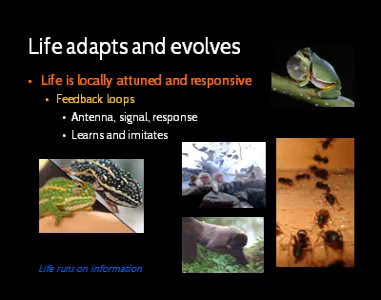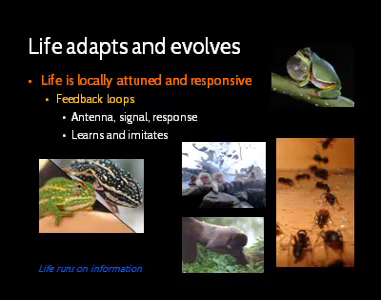Another type of antenna, signal, response is what you'll see in a chameleon. It responds immediately to its surroundings by changing color. So the antenna doesn't have to be a literal antenna, it's a sensor. It's a way to send information, a way to receive information. And that information is what we're calling the signal.